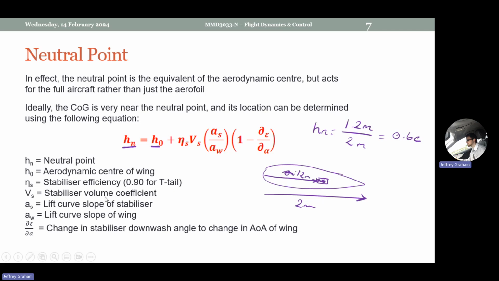Right, the rest of them, we've got the tail section efficiency, a volume coefficient, which I'll talk about very shortly, the lift curve slope, which is the gradient of CL against alpha for the respective aerofoils, the stabilizer, tail section, and the main aerofoil. And we've got an impact from the downwash involved as well. Right. This stabilizer volume coefficient is a relationship from the tail.